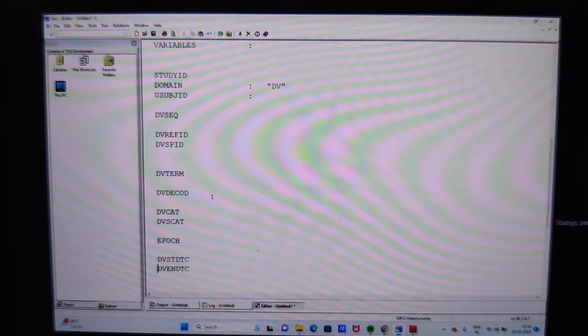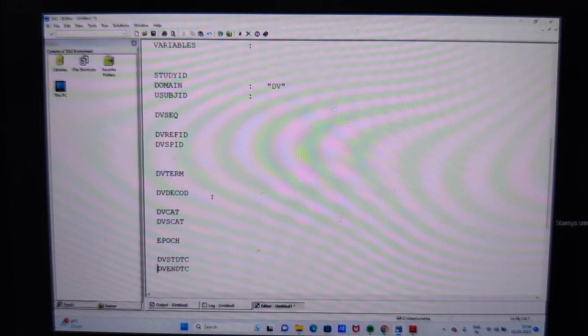So one more time, what are the variables that we have? We have study ID, we have domain, and then we have unique subject ID. Since there is a chance of having multiple observations under one subject, we have a DV sequence. We do not require group ID, so we have only reference ID and the sponsor ID. Then we have a topic variable DV term, and a controlled terminology derived standard word, DV code. Then we have a category and subcategory.